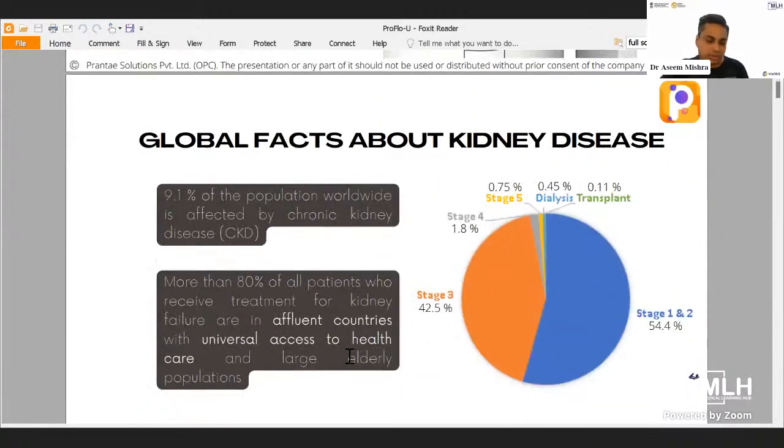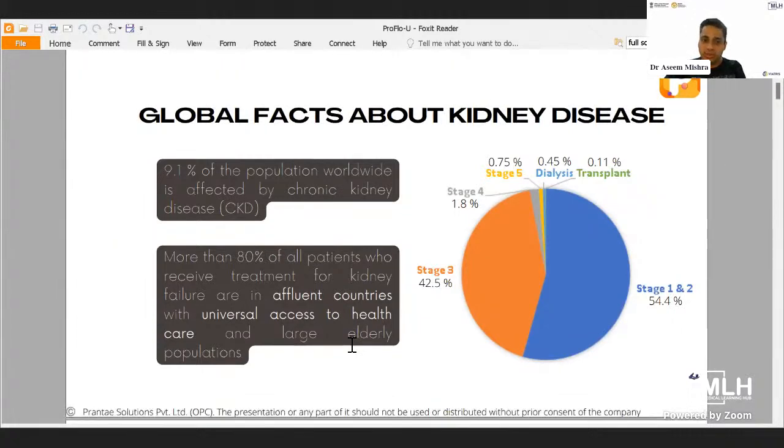Now, I'm sure to this audience, it's not a new fact that roughly around 9.1% of the world population currently seems to be affected or identified with some or the other form of CKD. And more than 80% of these patients who receive treatments for kidney failure are only in the affluent countries. And this leaves a huge number of patients who go undetected in the early stages of CKD. Now, the good part is that most CKD patients lie in stage 1, 2 or 3. And it's only a very small fraction, roughly about 1.8% of the total number of CKD patients, who are identified at stage 4.